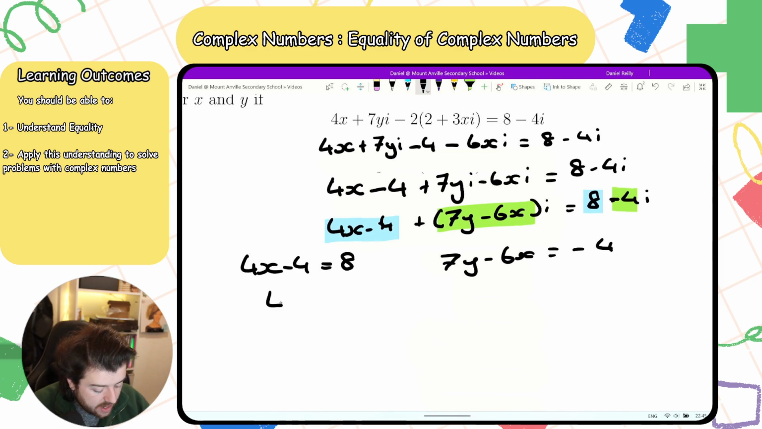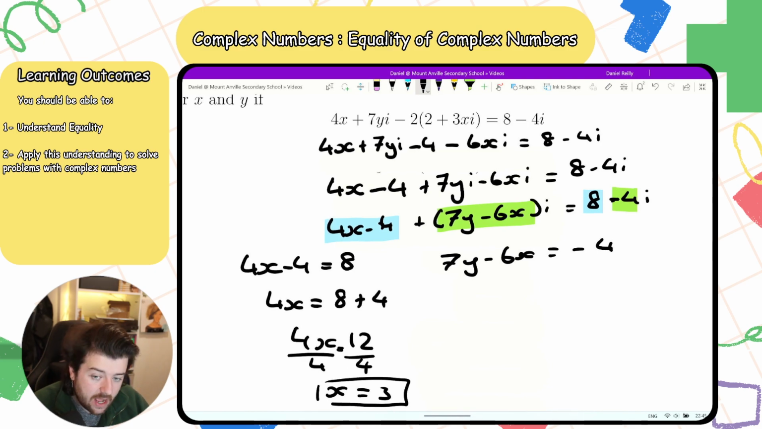Let's move the number on the left to the right. So 4x is going to be equal to 8 plus 4. 4x is going to be equal to 12. Divide both sides by 4. I'm going to get x is equal to 3. Great, I figured out what x is. Let's look at the second equation I made.